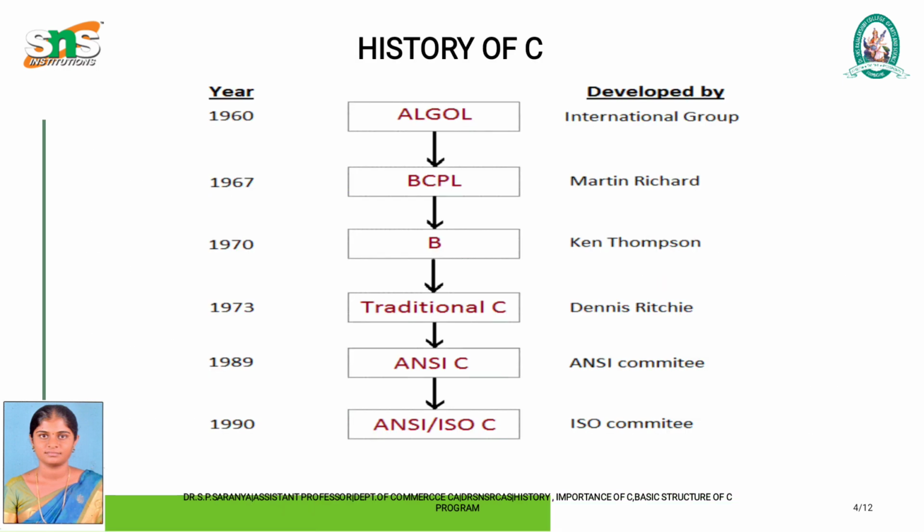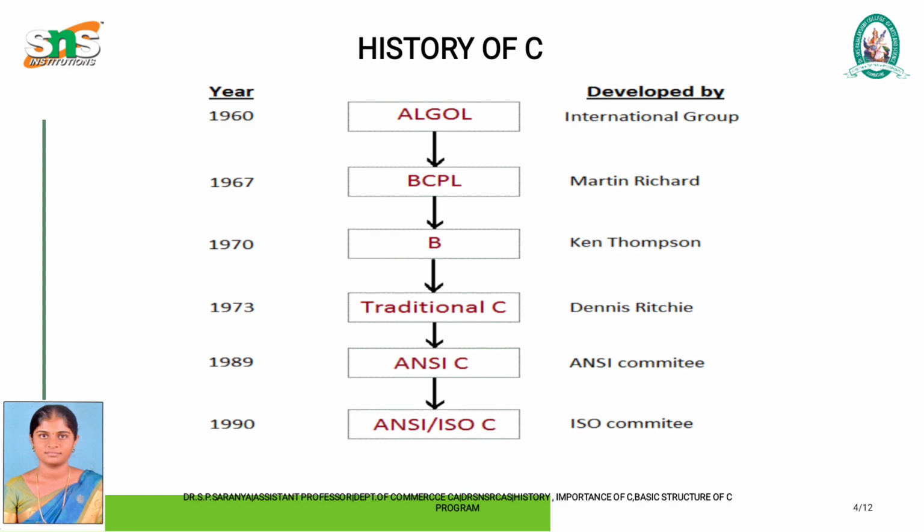Then, history of C programming. The first programming language developed was the ALGOL language, that means algorithmic language. It was developed by an international group, and BCPL and B are the previous languages of C programming. So C programming was developed to overcome the problems of previous languages.